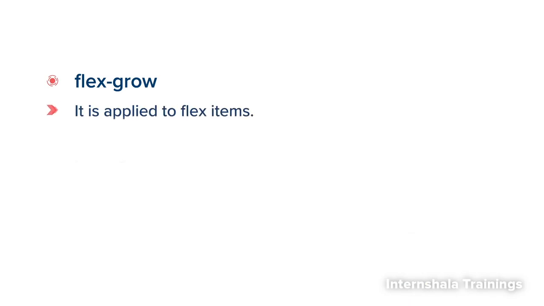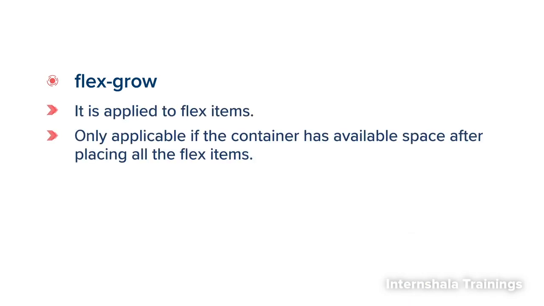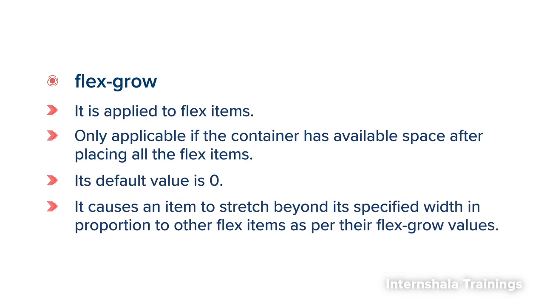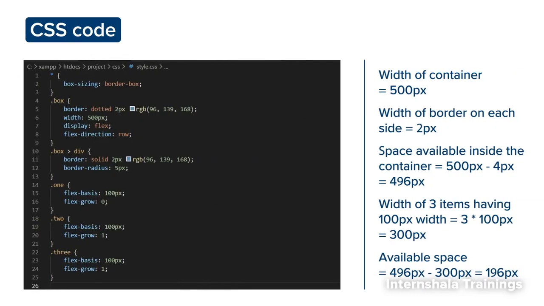Flex grow property is applied to flex items. It is only applicable if the flex container has available space after placing all the flex items. Otherwise, it has no significance and is ignored. Its default value is 0. It causes an item to stretch beyond its specified width in proportion to other flex items as per the flex grow values. Let's simplify this with the help of this code example.